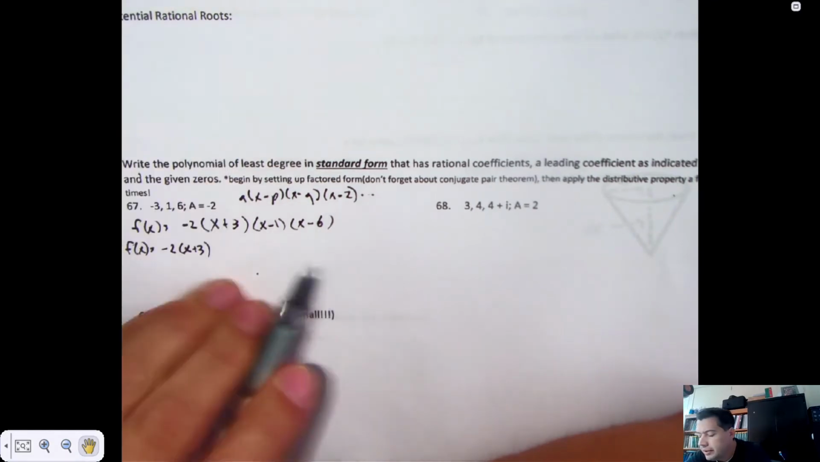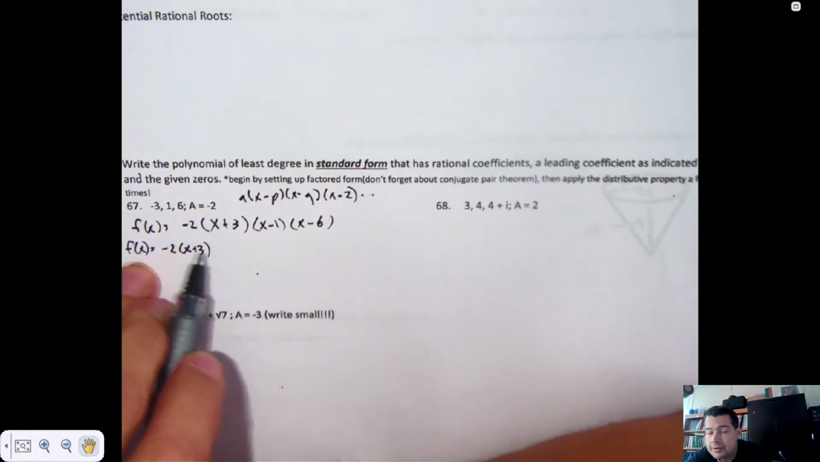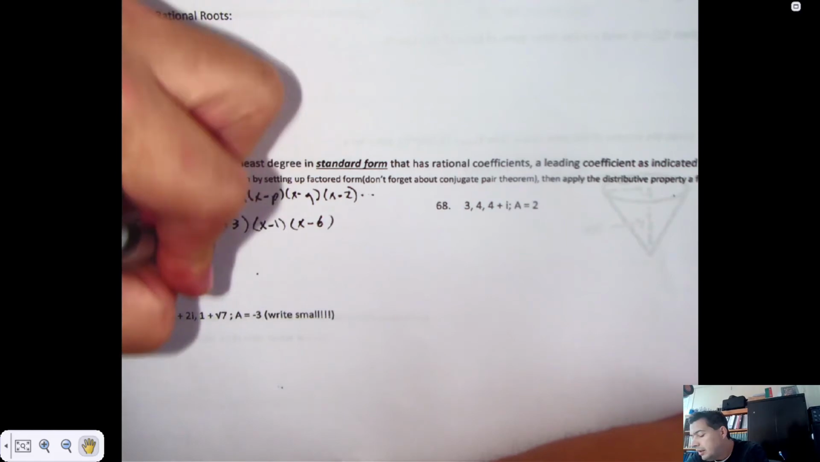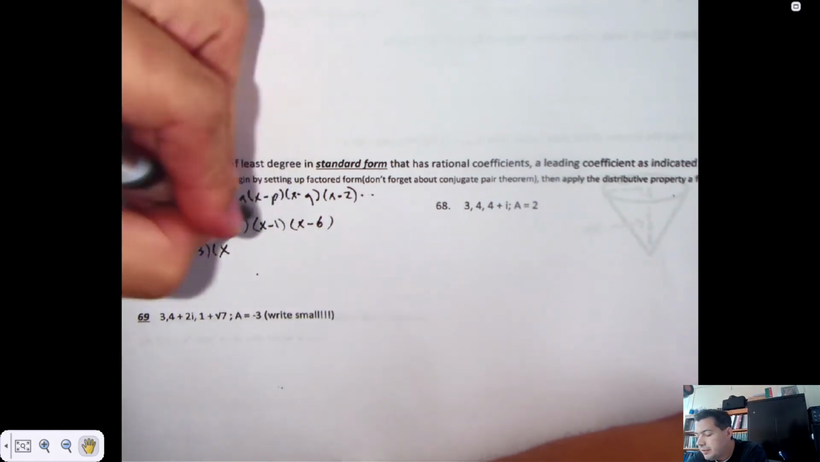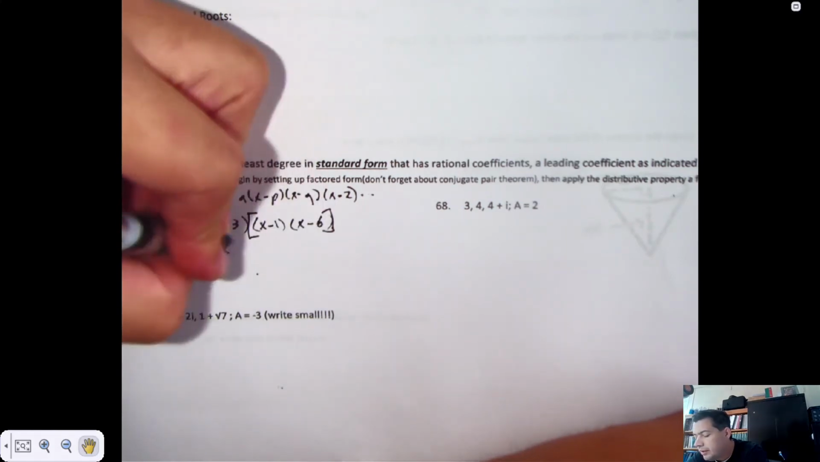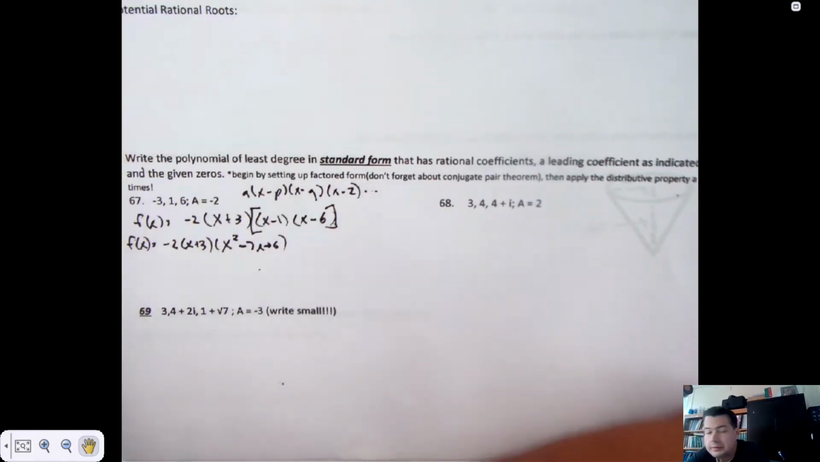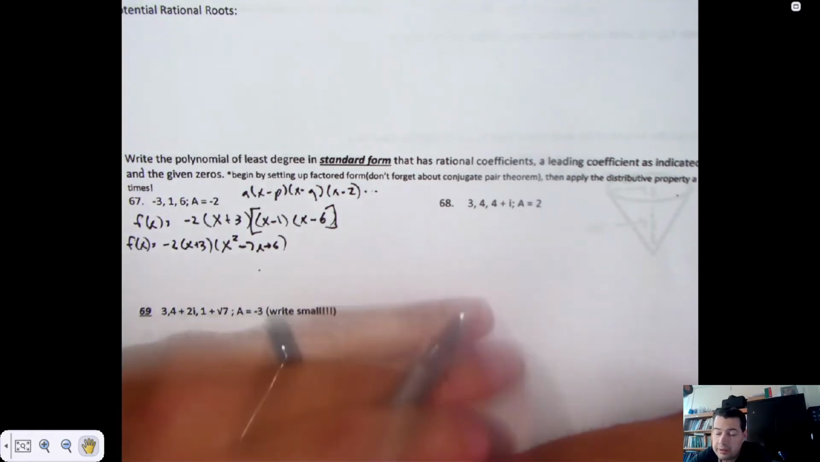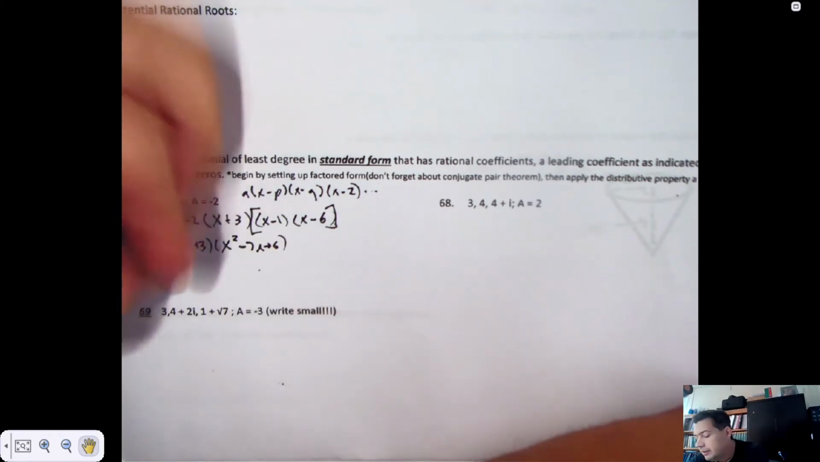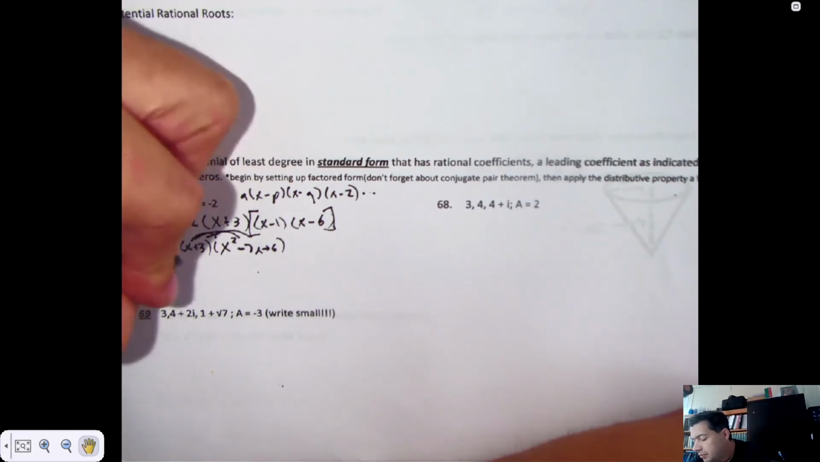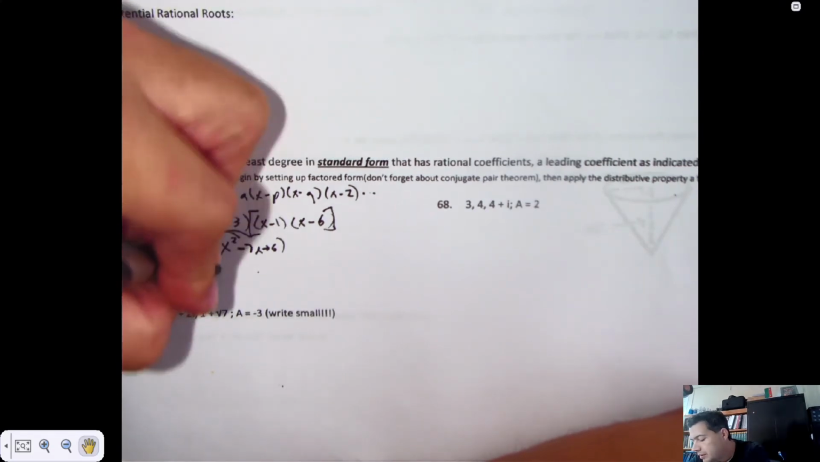I'm going to work with these guys first, and then I'll worry about this thing. If I FOIL out x minus 1 times x minus 6, I'd have an x squared. I'd take away an x, I'd take away 6 more. So minus 7x plus 6. Now I've got to use not the FOIL technique, the double distributive property. I'll worry about that -2 at a later point in time. If I x everything, I'll have x cubed minus 7x squared plus 6x.